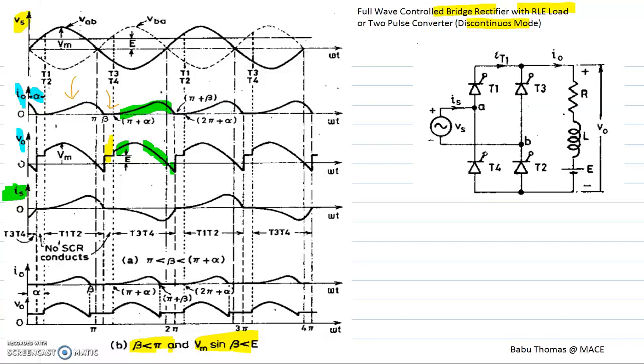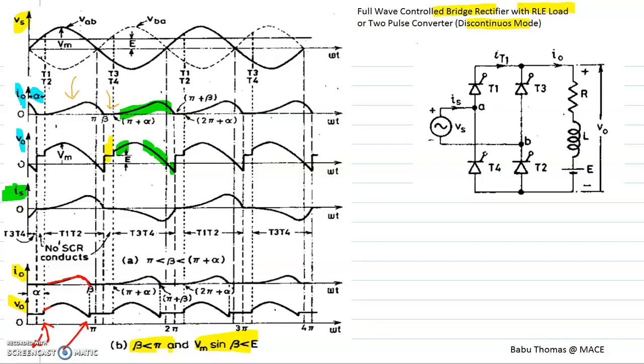So here we have noted down the load current I0 and the load voltage V0. And here you can see that the extinction angle is much before your angle pi. The thyristors T1 and T2 are conducted at an angle alpha. That is over here, T1, T2 starts conducting. The load current starts increasing like this, and it reaches 0 before the angle pi. So the extinction angle is lesser than your angle pi.